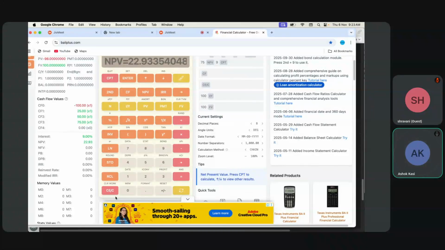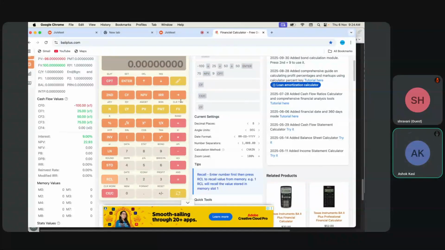Okay, now I'll clear it all. Now I want to calculate IRR. So how do I calculate IRR?